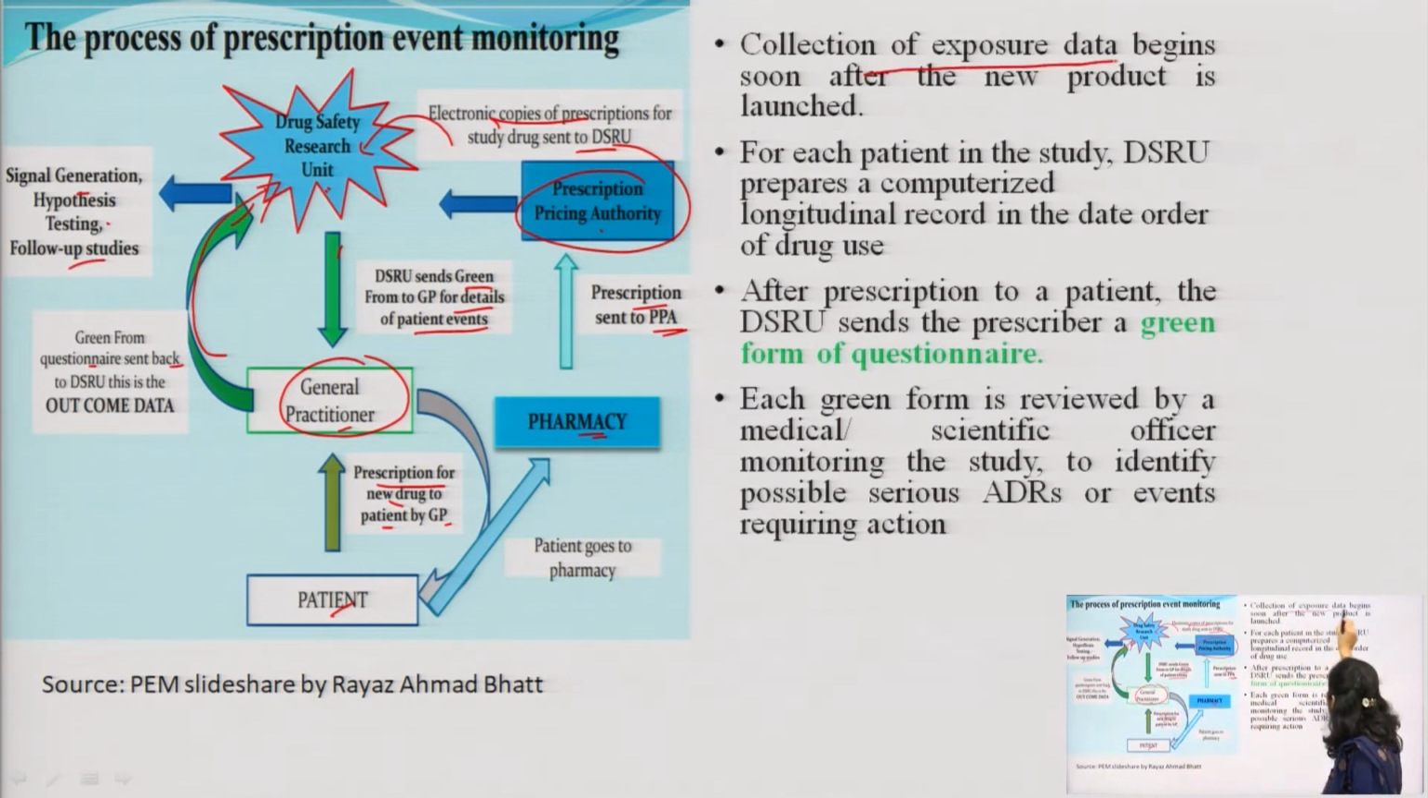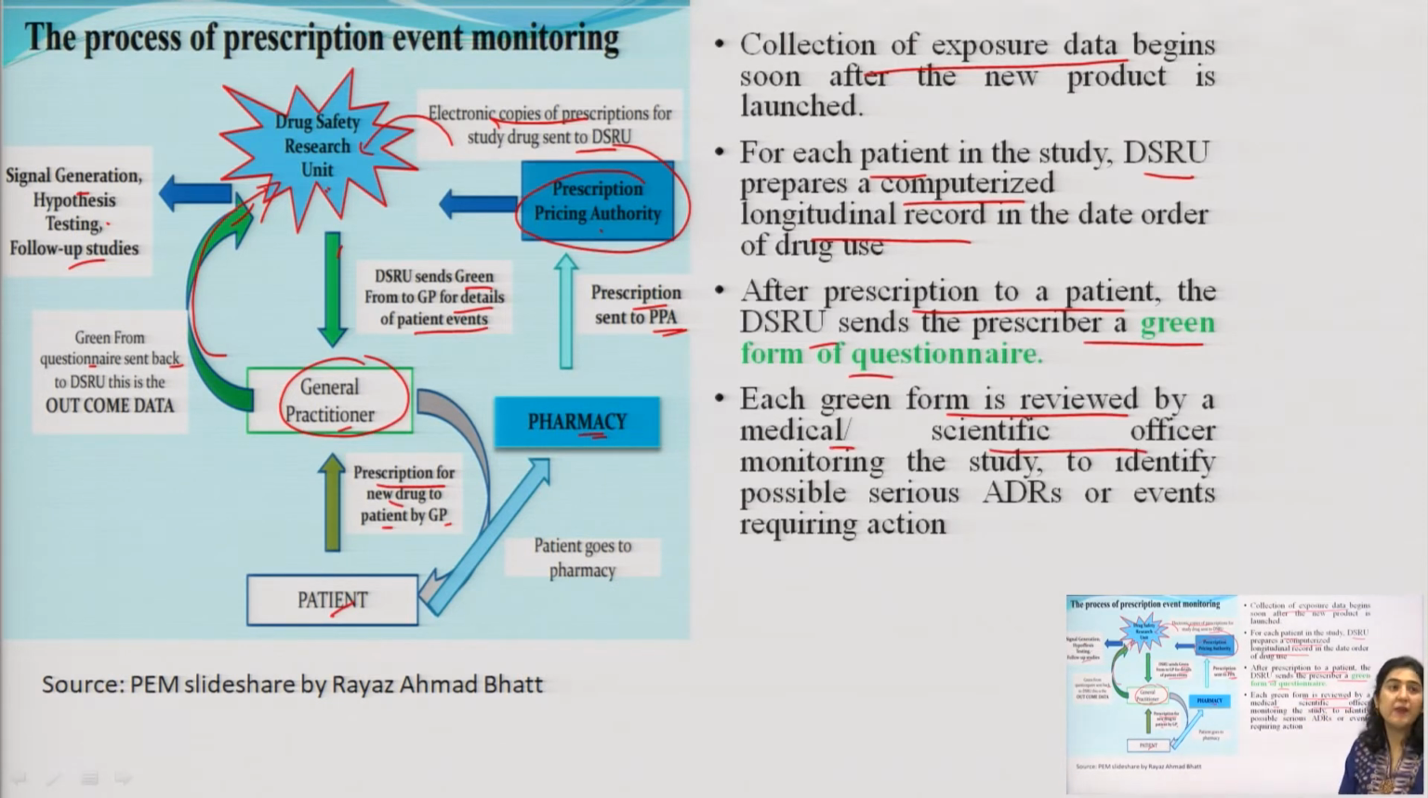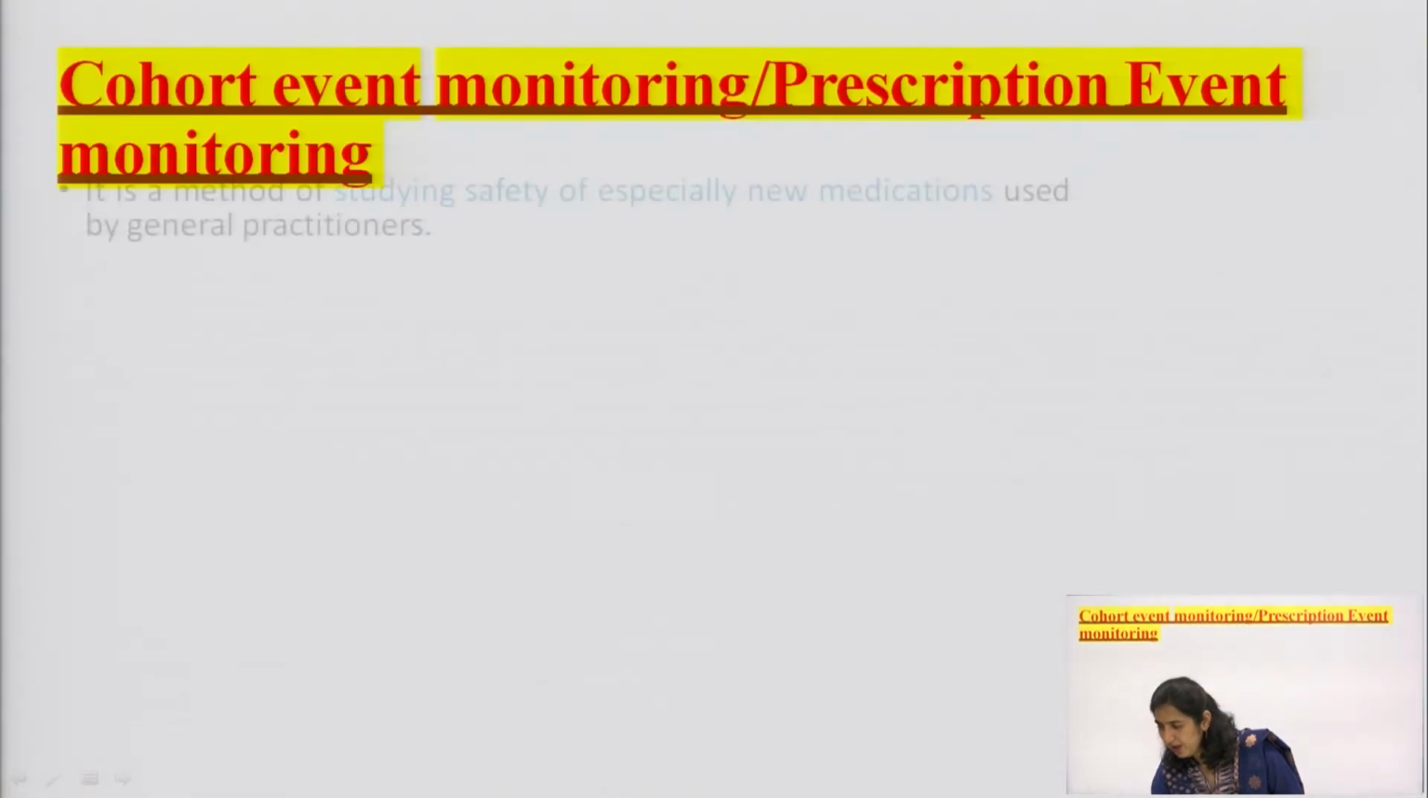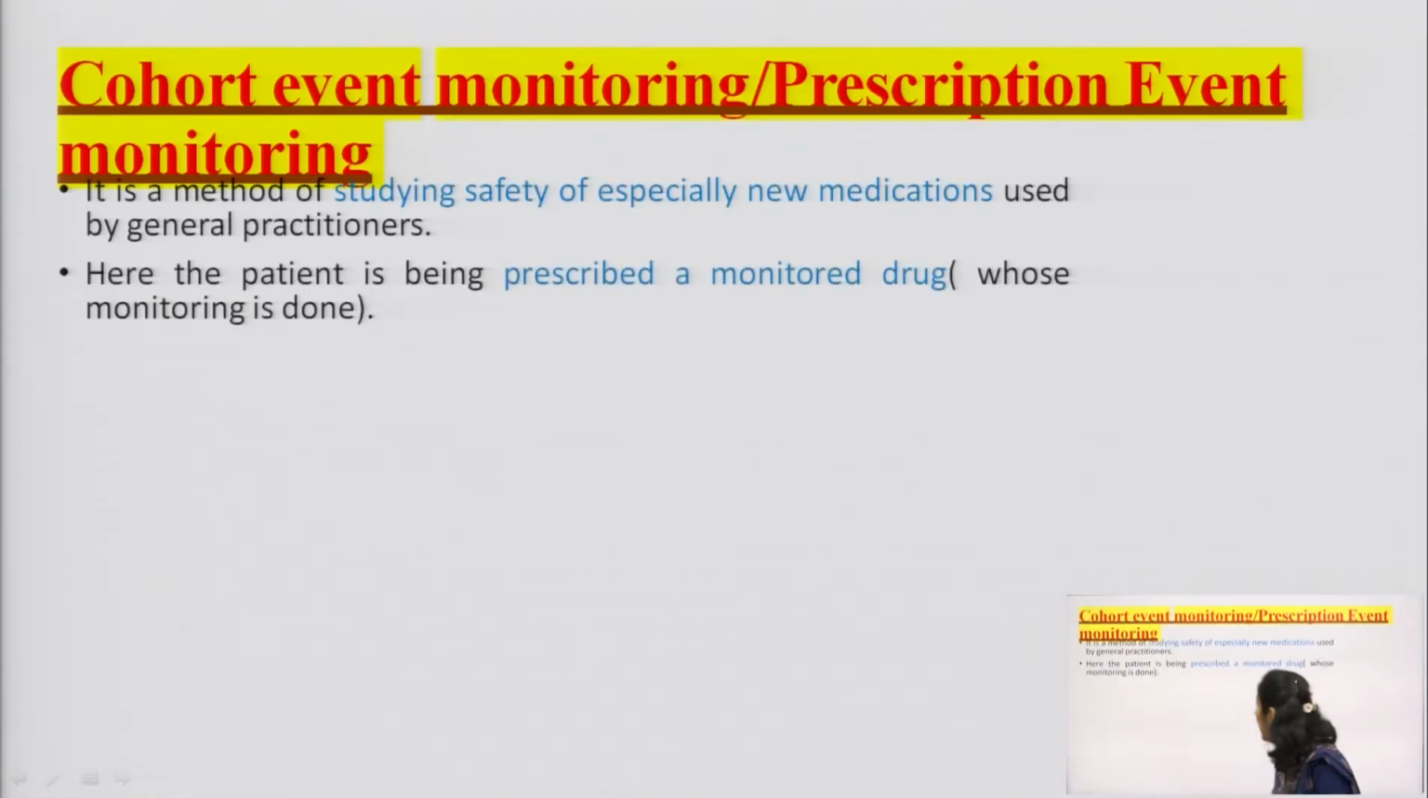So first of all, collection of exposure data begins soon after the new drug is launched. Then for every patient, DSRU prepares a record in the data sheet of the drug use. After prescription to the patient, DSRU sends the prescriber green form. This green form is reviewed by the medical scientific officer. They will monitor what drug was taken by the patient, what type of serious ADRs or what type of events were experienced by the patient. So it's a method of studying safety of a specially new medication used by general practitioner.